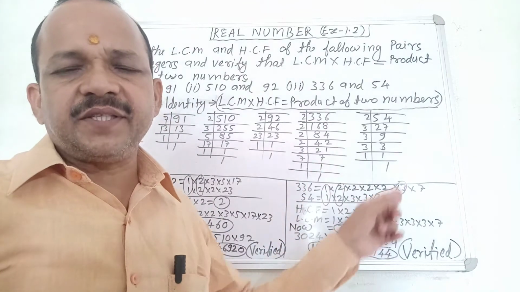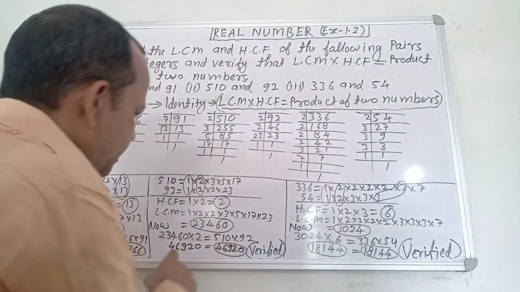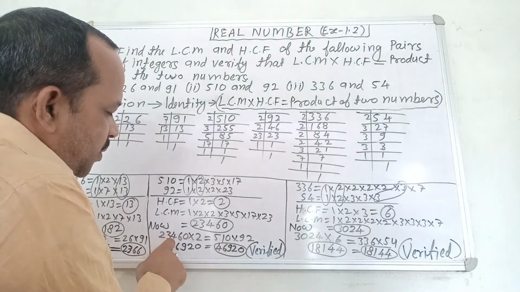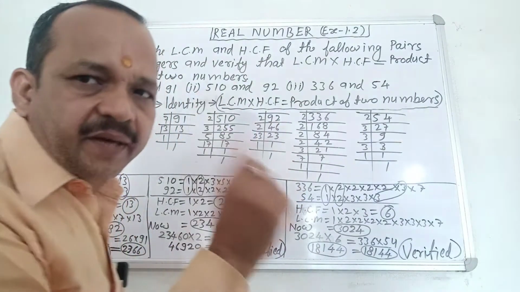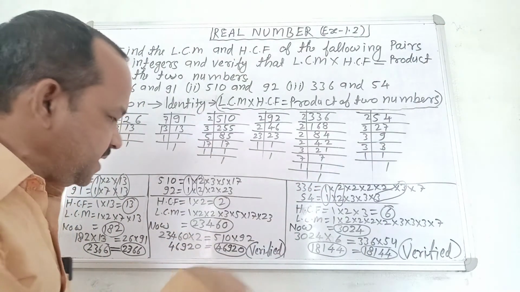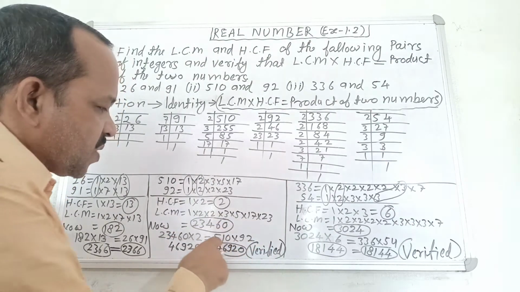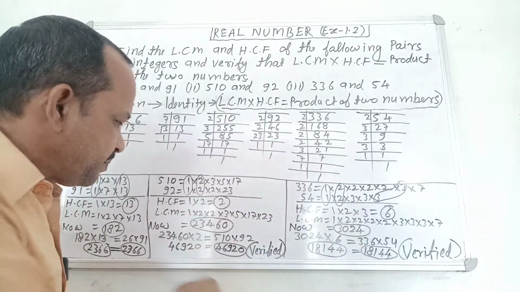Now put the value of LCM and SCF in the identity. LCM multiply SCF equal to product of two numbers. Clear? Here 23,460 multiply 2 equal to 510 multiply 92. 23,460 is LCM and 2 is SCF. 510 is the first number and 92 is the second number.